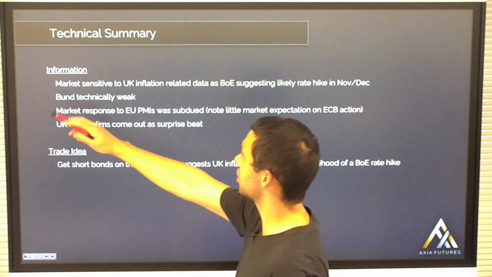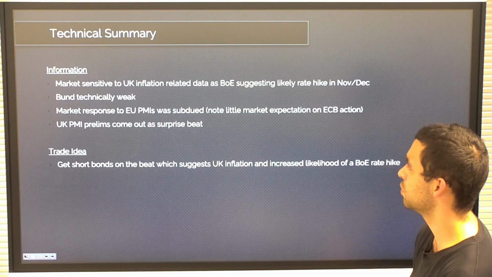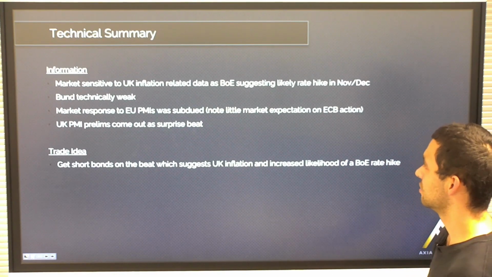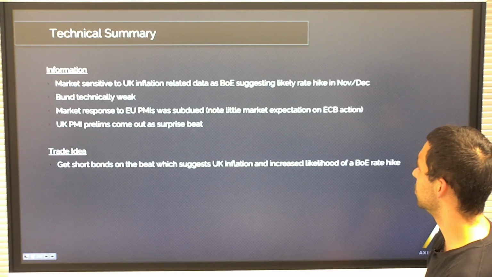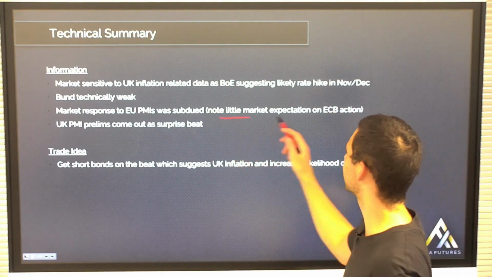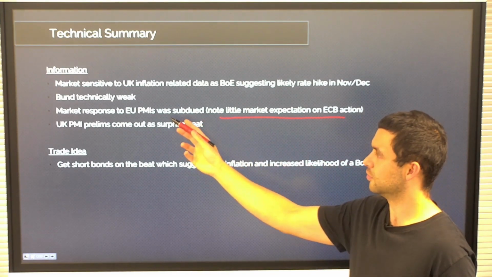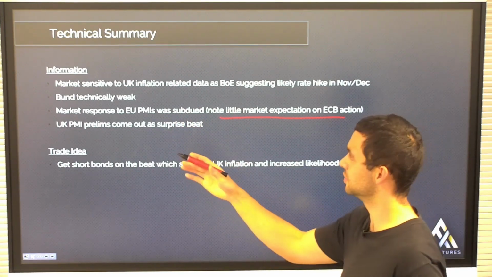But in terms of the structure and what we talked about before, bunds were technically weak. The response to the EU PMIs was pretty neither here nor there, little. And I put here, the market's not expecting much from the ECB. So, okay, it kind of makes sense that the market's not moving a lot to that because they don't expect the ECB can do anything.